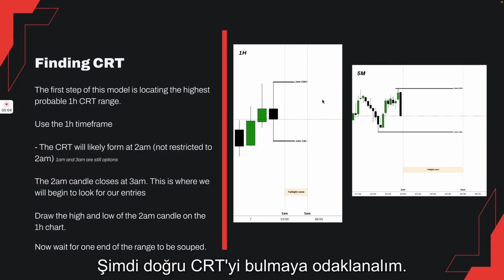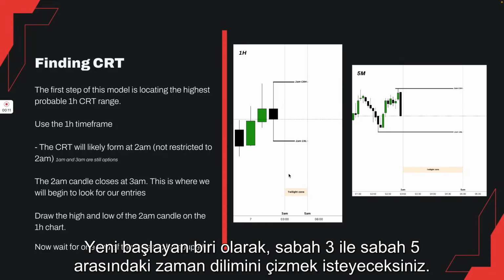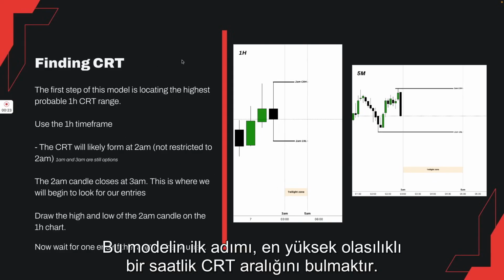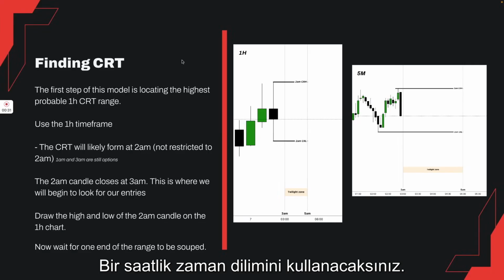Now let's focus on finding the correct CRT. As a beginner, you're going to want to draw out your 3 a.m. to 5 a.m. time zone. I marked it right here, twilight zone. The first step of this model is locating the highest probability 1 hour CRT range. You're going to use the 1 hour time frame.